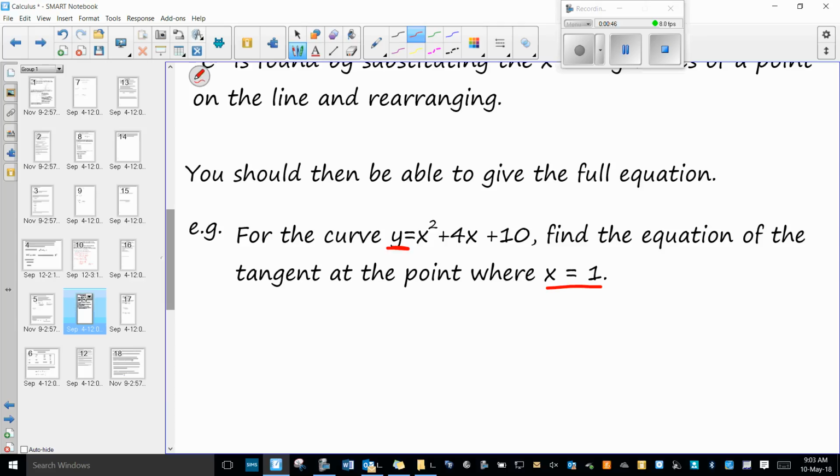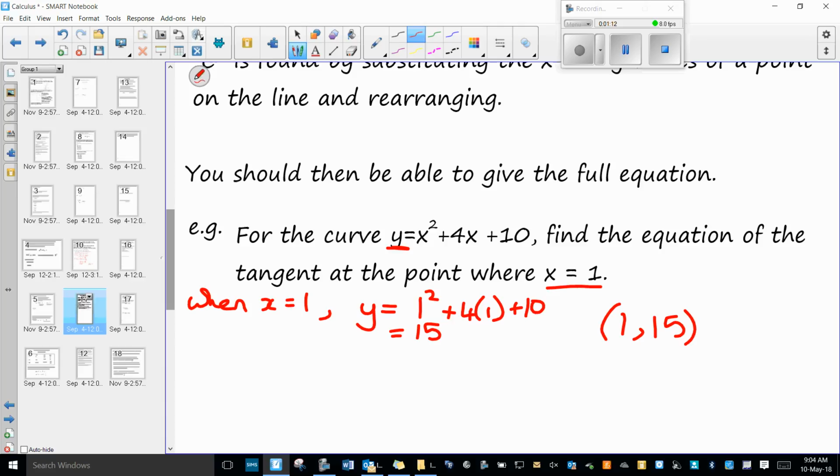So when x is 1, y is 1 squared plus 4 times 1 plus 10, because this is going to give you the full coordinate. Okay? So we've got 1 squared is 1 plus 4 times 1, which is 4, plus 10, which is 15. So we now know that our coordinate is 1, 15. So that's one piece of information. If they've given that to you in the question, you're high and dry, but otherwise you're going to need to do that extra little bit of work.